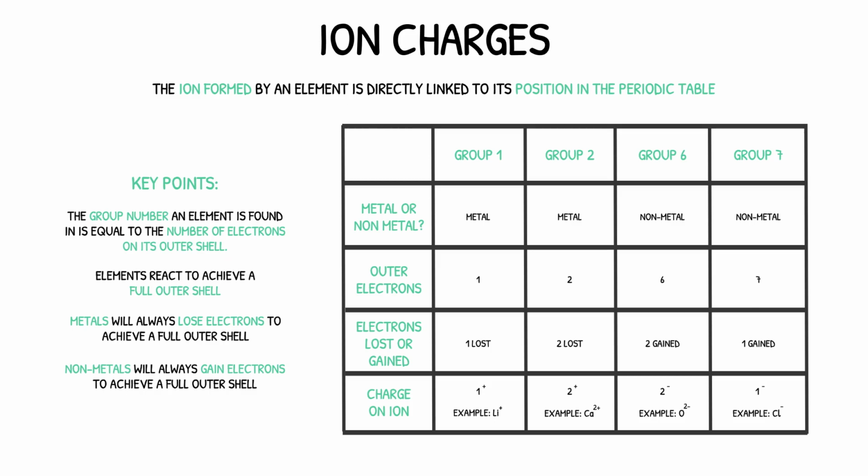For example, elements in group 1 of the periodic table will have 1 electron on the outer shell. As they are metals, they will lose this outer shell electron when they react, forming a cation with a +1 charge. In contrast, elements in group 7 of the periodic table will have 7 electrons on the outer shell. As they are non-metals, they will gain 1 electron when they react, forming an anion with a -1 charge.